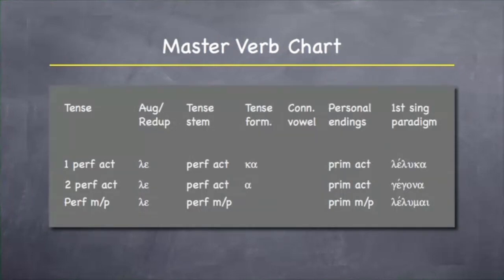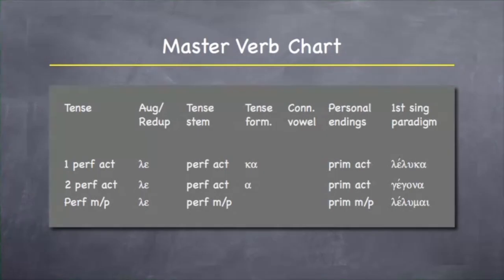And we come to the master verb chart and add 3 more lines into it. Now there are 2 more lines that are added to the master verb chart in the advanced information, but if you don't have to learn the advanced information, then these are the last 3 lines in the master verb chart. How do you form a first perfect active? Well, now we know what the redupe means in this column. The first perfect active is formed with reduplication, the perfect active tense stem, kappa alpha as a tense formative, primary active personal endings, and you get leluka.